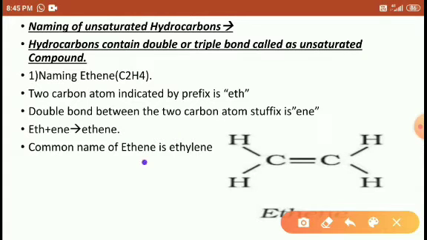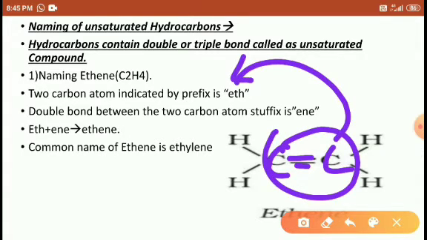The common name of ethene is ethylene. Look here, these are the two carbon atoms, first and second, and between them a double bond is present. Since two carbon atoms are present, we use the prefix eth.